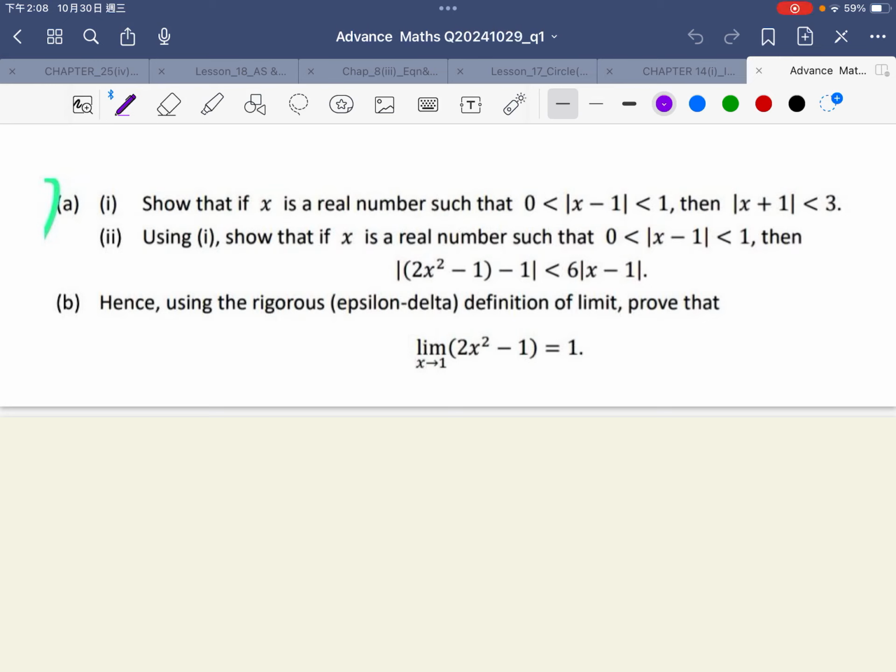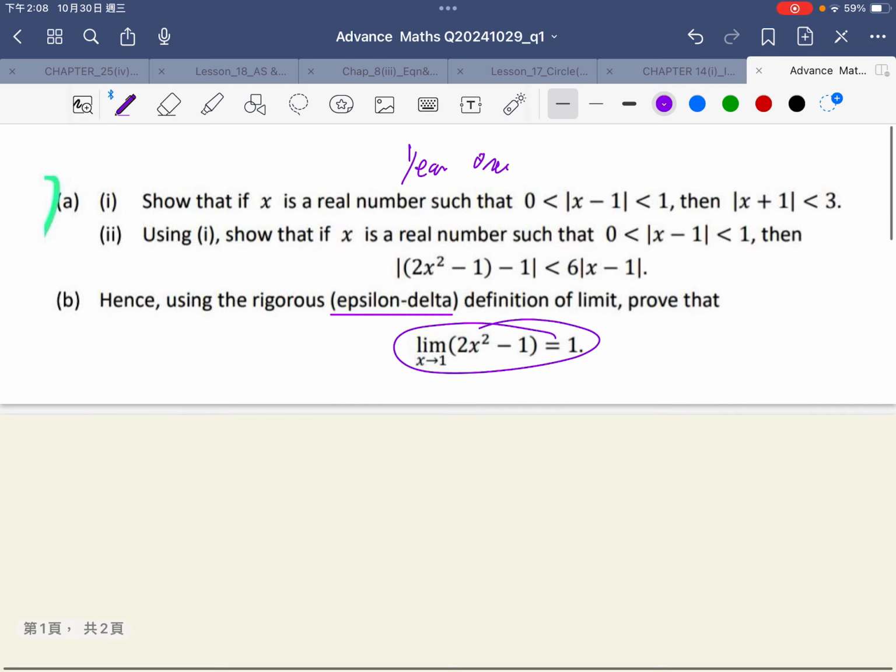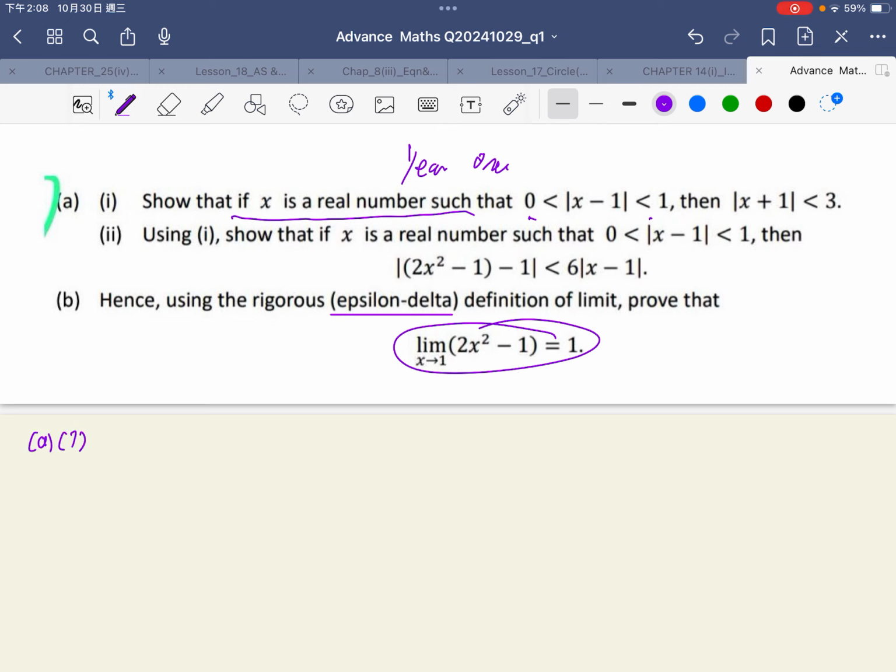This question is from a year 1 student. It uses the epsilon-delta language to prove a limit. For part A, I use the triangle inequality, given that x is a real number such that x minus 1 is between 0 and 1, then x plus 1 is less than 3. Here we only use the triangle inequality.